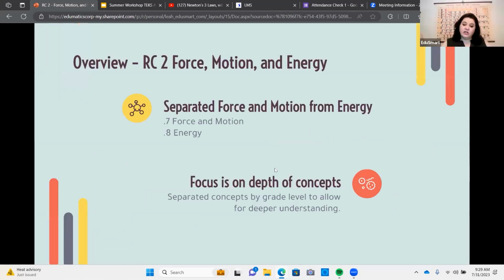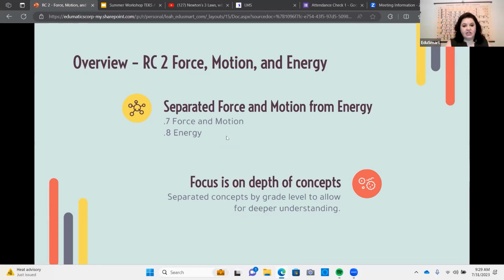So, some overall changes that you will see, kind of an overview of the changes. First of all, the alignment is much better as far as how the standards are arranged. Anything with a 0.7 is force and motion, and anything with a 0.8 is energy. So they have completely separated force and motion from energy.